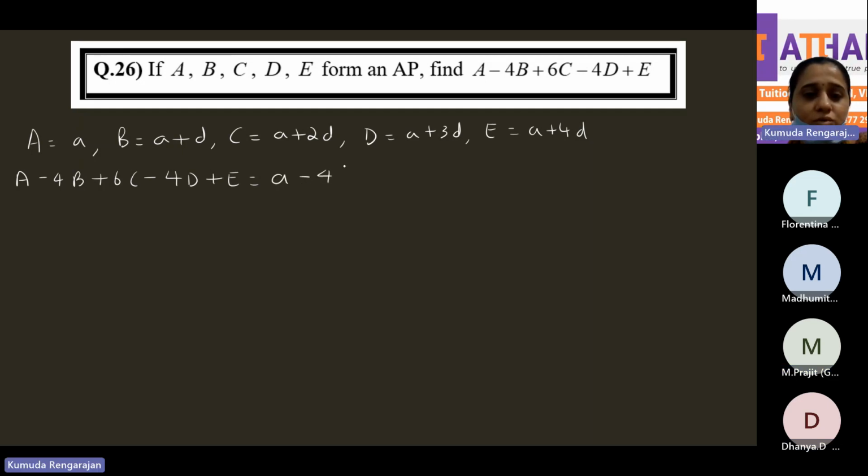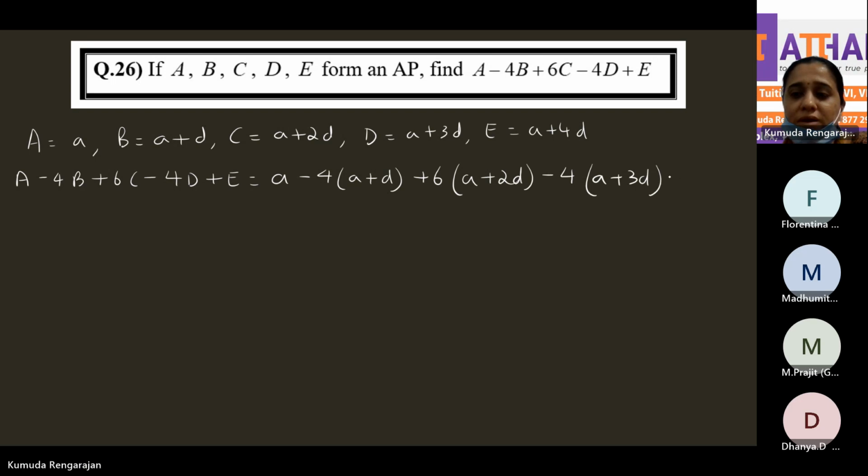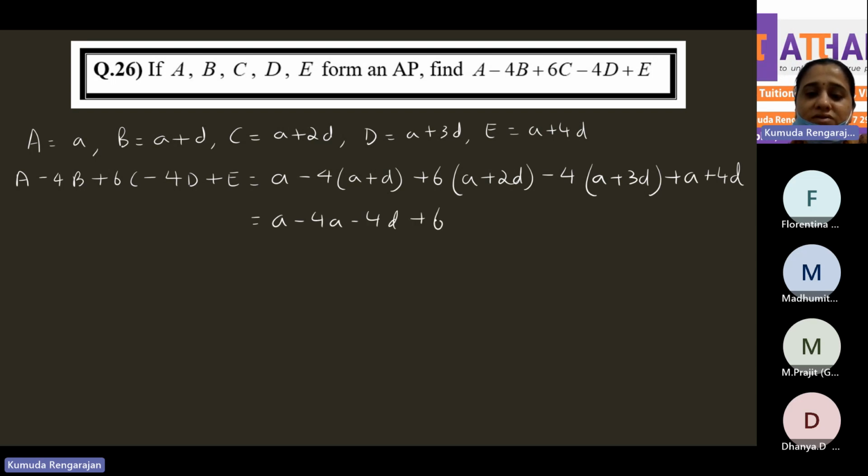Very good. A minus 4 into A plus D plus 6 into A plus 2D minus 4 into A plus 3D plus A plus 4D. So A minus 4A minus 4D plus 6A plus 12D minus 4A minus 12D plus A plus 4D. A minus 4A is minus 3A, plus 6A is 3A, minus 4A is minus A, plus A is 0. And then minus 4D, plus 12D, minus 12D, plus 4D, that is 0. Simplified, 0.